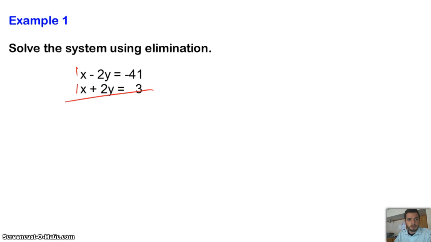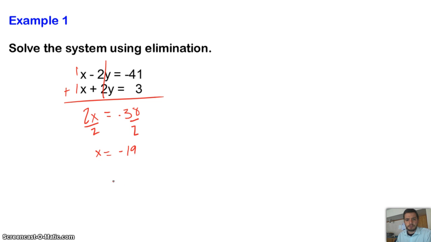When I add them up, these are going to cancel. They're going to eliminate. They're going to equal 0. So now I'll just add everything else. So it'll be 1x plus 1x is 2x equals negative 41 plus 3 is negative 38. And I'll divide by 2. So x equals negative 19.